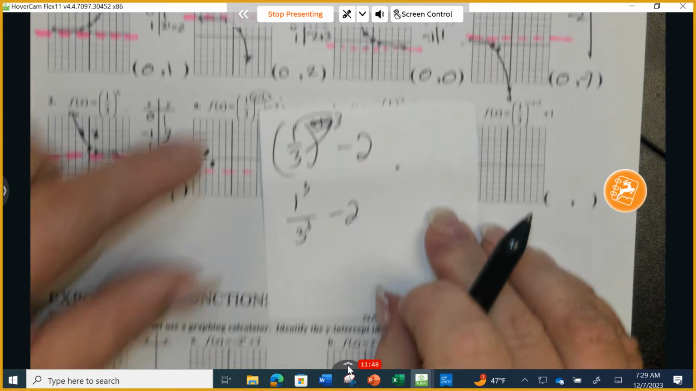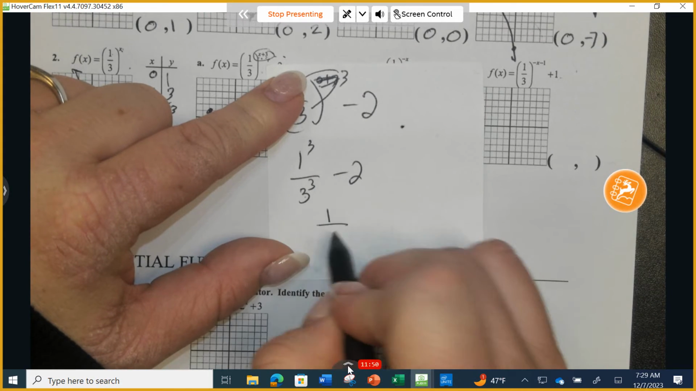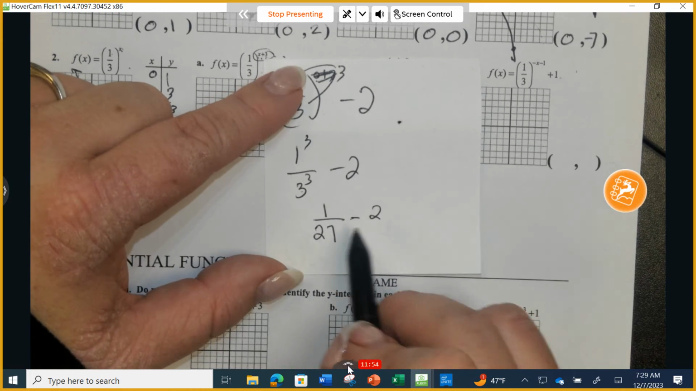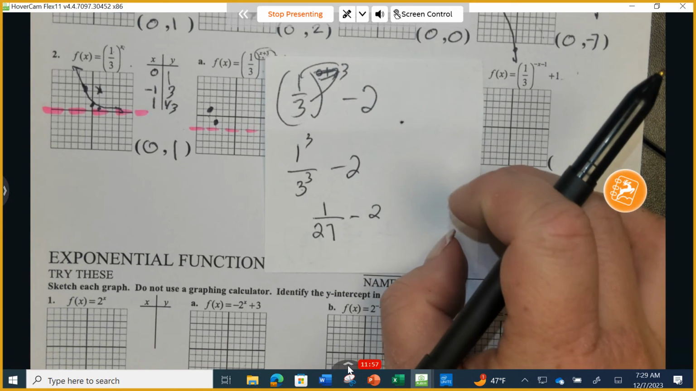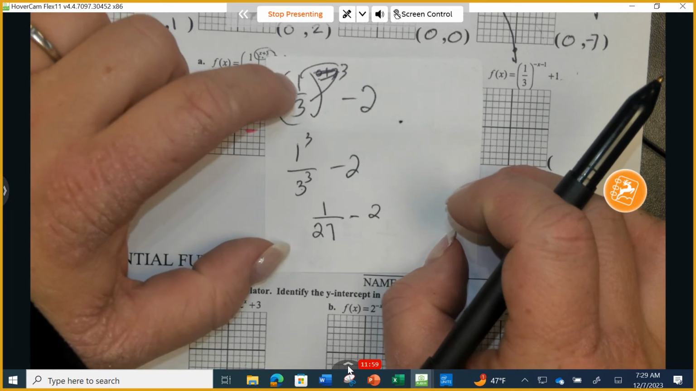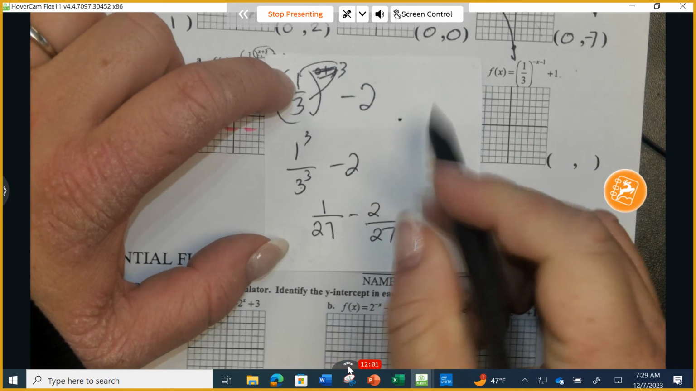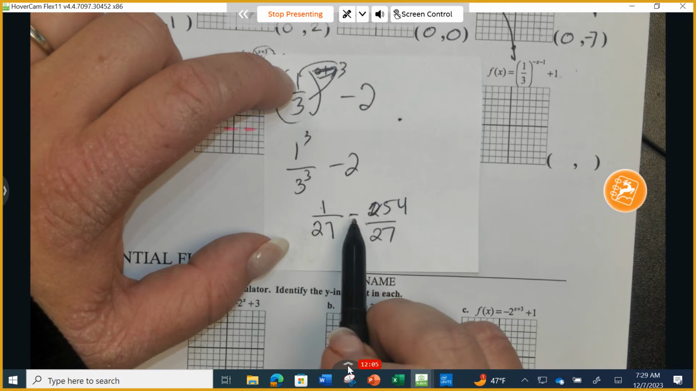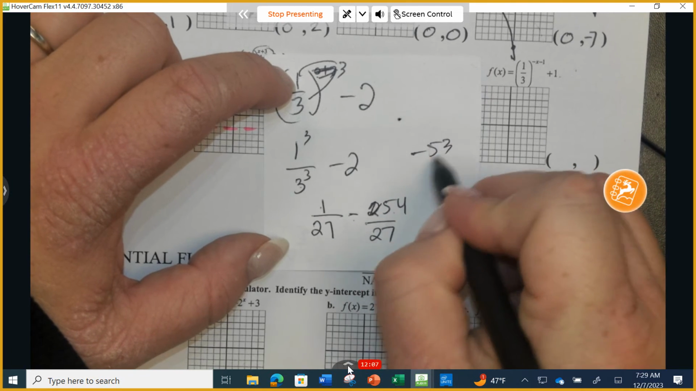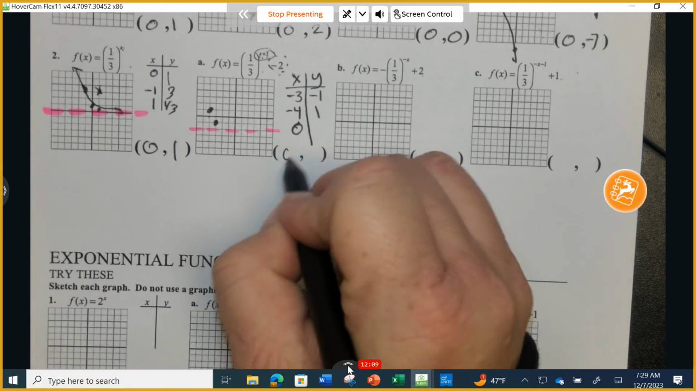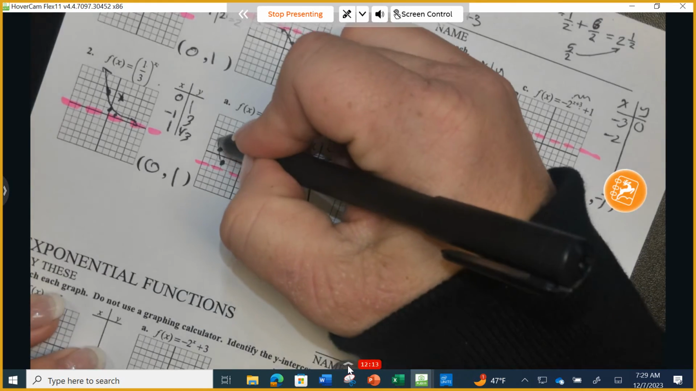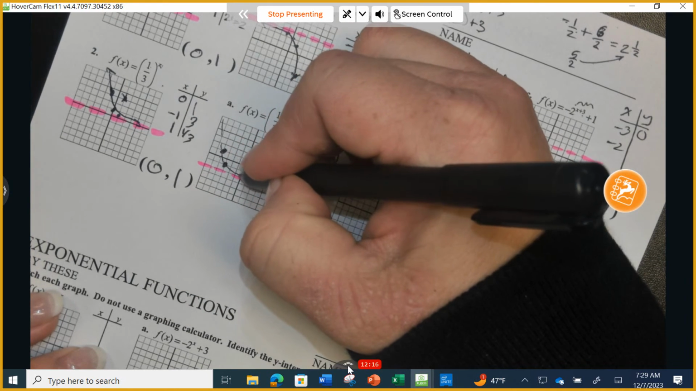You have no calculator. So I have 1 over, not 9. I saw 9 as I walked around. 1 over 27, subtract 2. I need to write 2 as a fraction, and I want the common denominator to be 27. If you see any mistakes, let me know. What's 27 times 2? I believe it's 54. 1 subtract 54 is -53 over 27. So the point is 0 and -53 over 27. And we can see this general shape that we have as it goes along here.